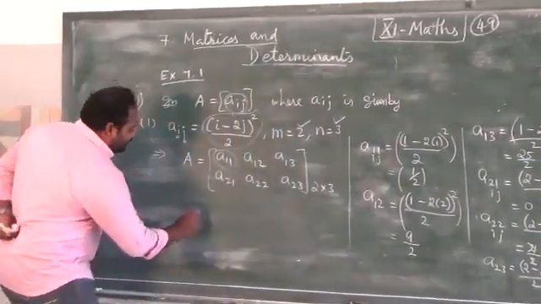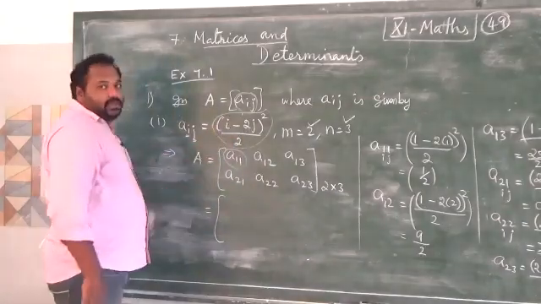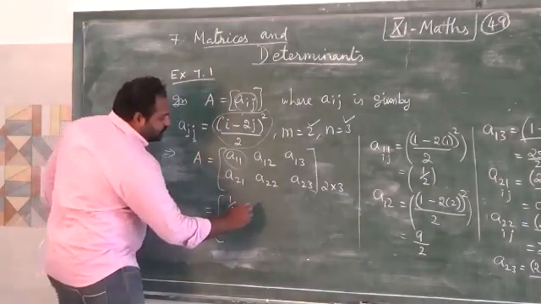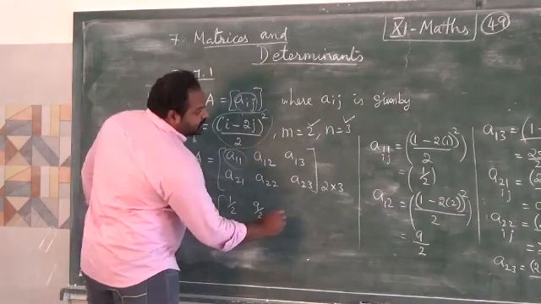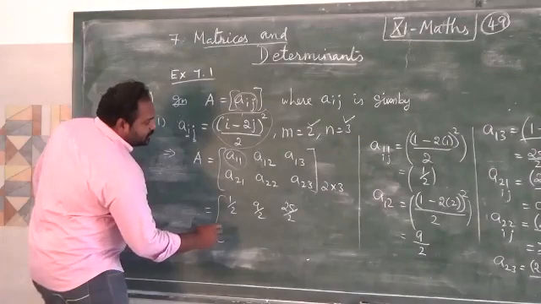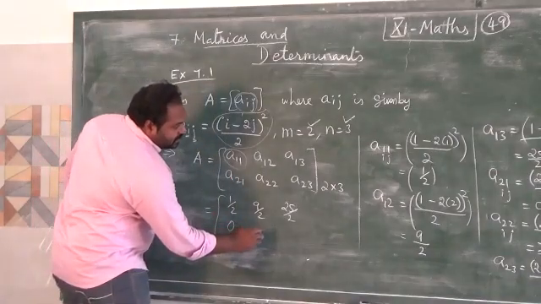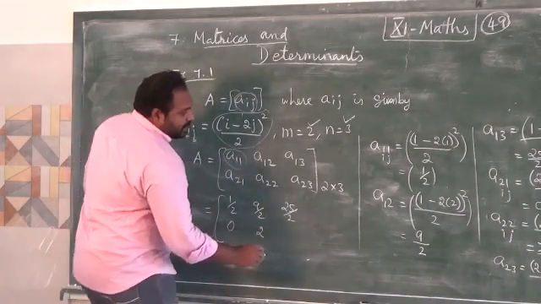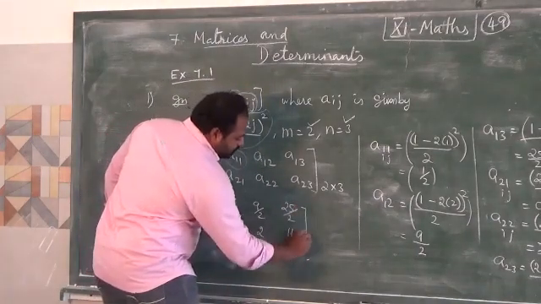Okay, now enter all the values found from the given information. A11 is 1 by 2, A12 is 9 by 2, A13 is 25 by 2, then A21 is 0, A22 is 2, and A23 is 16 by 2.